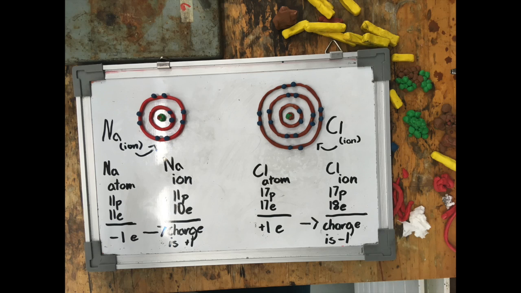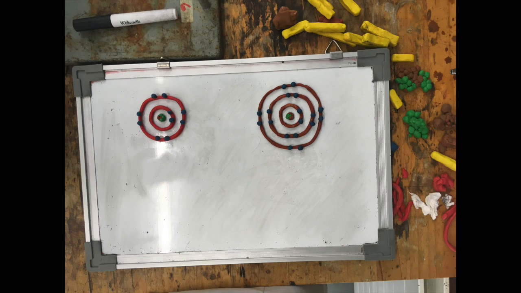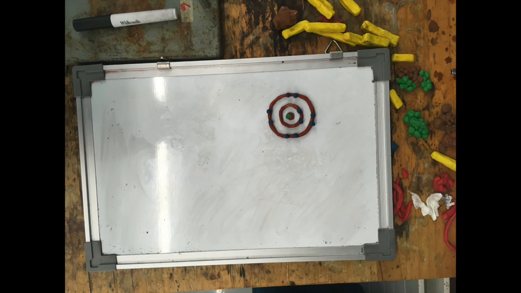Chlorine works in the opposite way, ending up with one more electron than proton. Since it has gained a negative electron, the overall charge becomes negative.